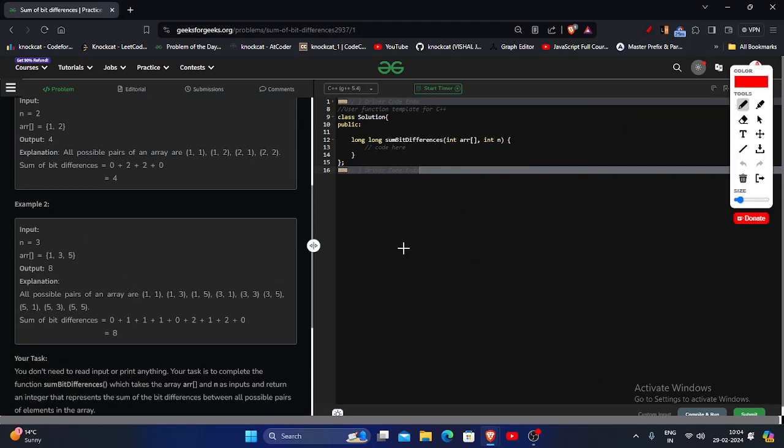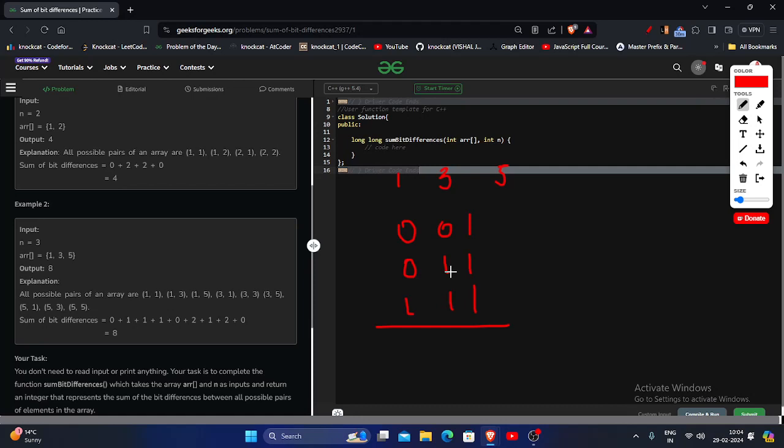For 1, 3, 5, that would be a little bit long, but let's say 1, 3, and also 5. For 1, it would be 0, 0, 1. For 3, it would be 0, 1, 1, and for 5 it is 1, 0, 1. You can clearly see, for 1, 1, 1, there would be no bit difference. Here is 0 and here is 1.